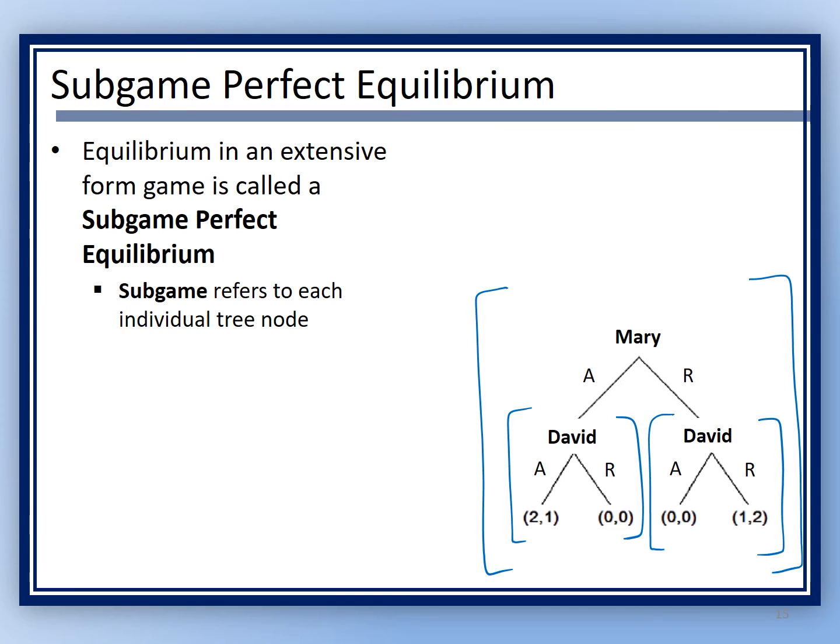A subgame is just a game within a game. Each tree node is a game by itself. Each tree node has a player, actions, payoffs, and strategy, so each satisfies the requirement of being a game. You have a strategy here, David is going to choose action. You have a strategy here, David is going to choose romance. So it satisfies the definition of a game. A large game might contain many small games inside.